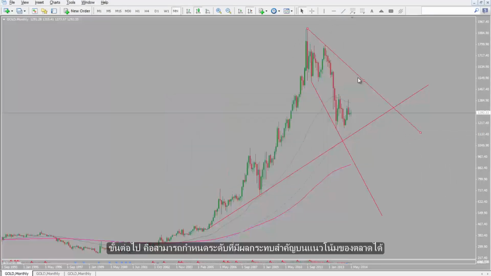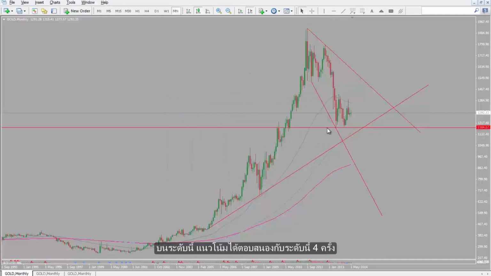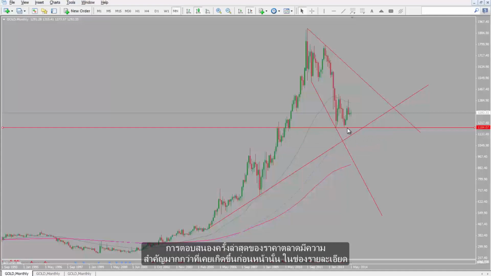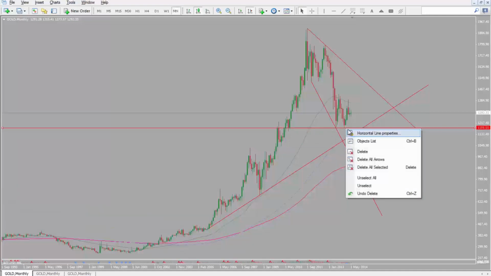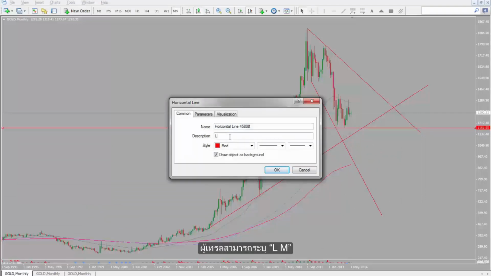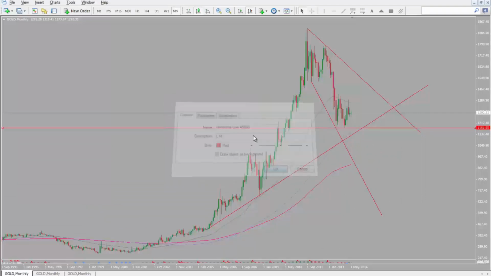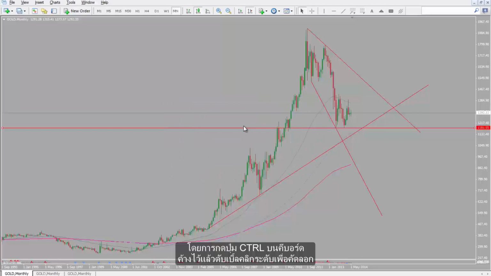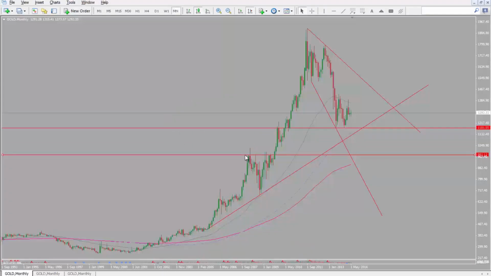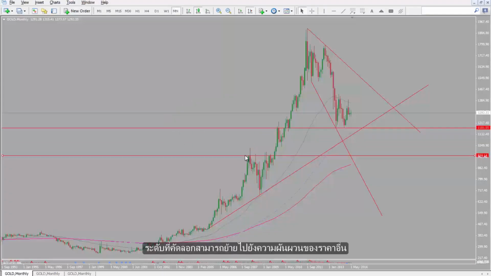Next step, levels that have important effect on market trend can be determined. On this level, trend has reacted to this level 4 times. The most recent reactions of the market price have more importance than earlier ones. In the description field, a trader can enter LM. A trader can hold the control button of their keyboard while double-clicking on the level to duplicate the level. The duplicated level can be relocated onto another price fluctuation.